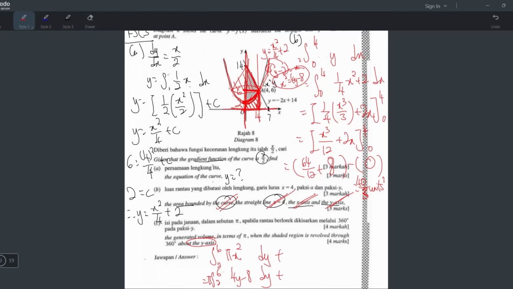I'm going to use the faster way. The faster way is to use the volume of cone formula. So the volume of a cone is 1 over 3 pi r squared h. r is the radius, h is the height of the cone. As for the radius, it will be the distance from here to here, which is 4.